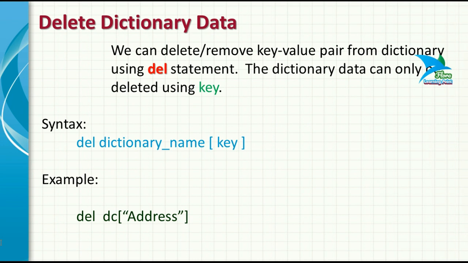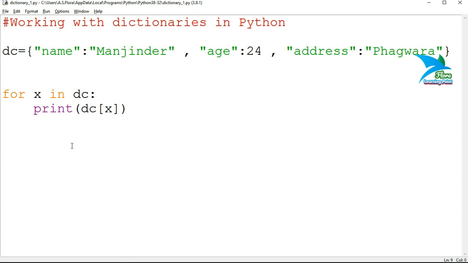Next, we'll discuss how to delete dictionary data. We can delete or remove a key and its associated value from a dictionary by using the del statement. The dictionary data can only be deleted using a key. That means we have to specify the name of the key to delete a particular element from the dictionary. The syntax of using the del statement is: you specify del, then the dictionary name, and inside the square brackets you specify the name of the key.